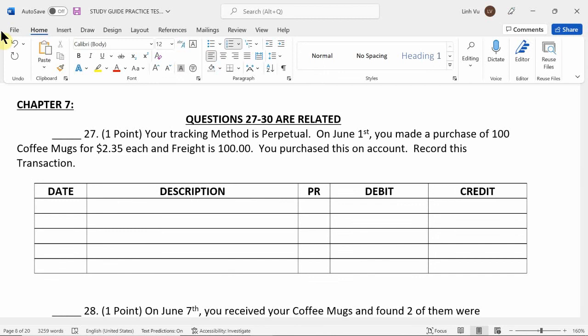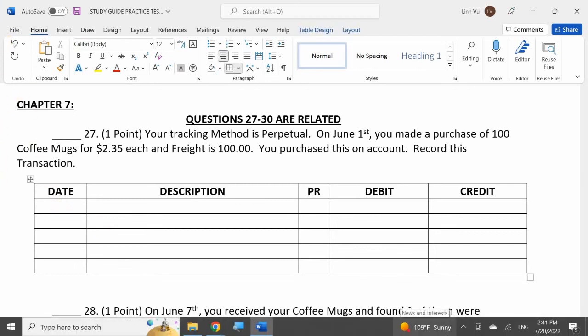So number 27, okay? If your tracking method is perpetual, and on June 1st, you made a purchase of 100 coffee mugs for $2.35 each, with the freight costing you $100, and you purchased this on account, record this transaction. Okay, so today is June 1st. How do I journalize that I'm purchasing coffee mugs using perpetual inventory?